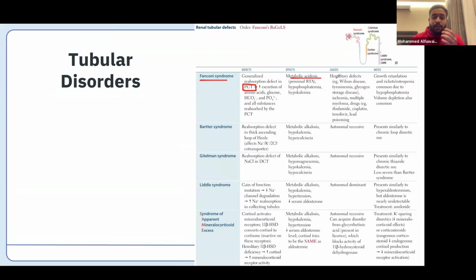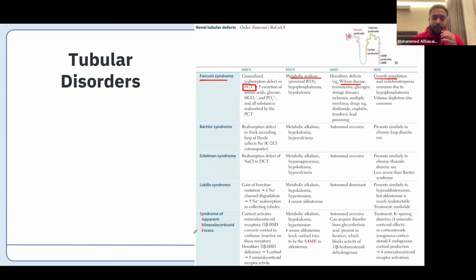You'll have hereditary defects such as Wilson's disease, and you'll cover what Wilson's is in GI, inshallah, which is a copper defect in the liver. And then you'll have ischemia, multiple myeloma, a lot of these things that will cause Fanconi syndrome. Okay? Now, it can affect children, and it can cause growth retardation because phosphate will be lost.